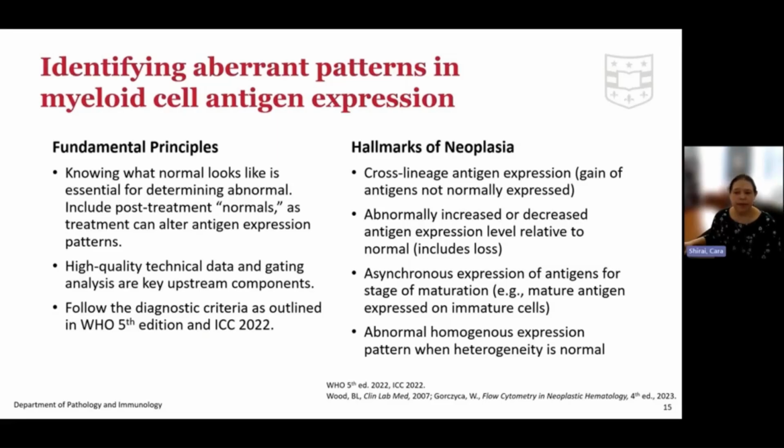Characteristics of malignant cells, or so-called hallmarks of neoplasia, include cross-lineage antigen expression, which refers to the gain of antigens of other lineages or antigens that are not normally expressed by the cells. For example, a B-cell antigen expressed by a myeloid cell. Another is abnormally increased or decreased antigen expression level relative to the normal. This can include loss. Examples of this include increased or brighter CD34 expression than normal on a myeloid blast, or complete loss of CD13 expression on a monocyte.